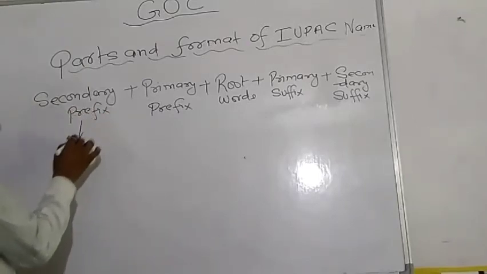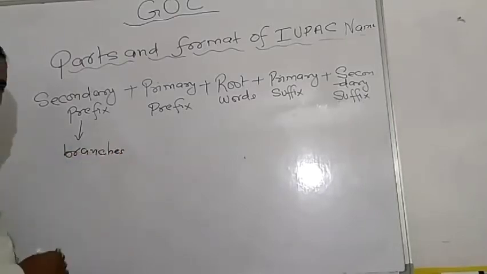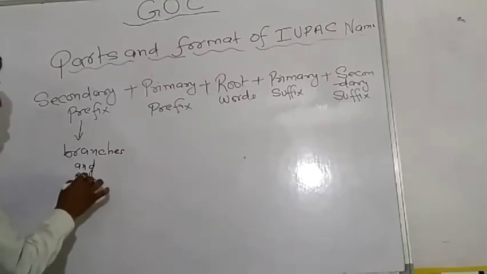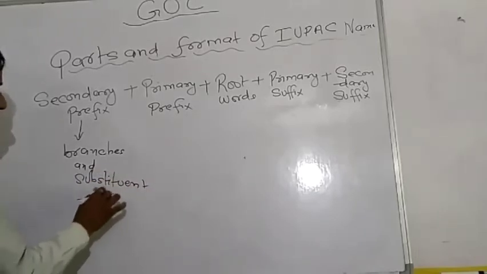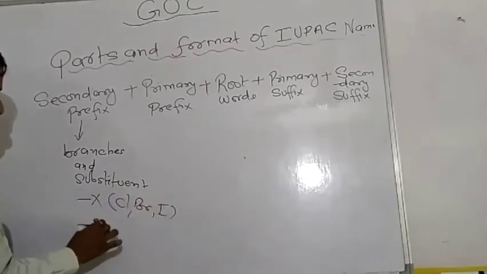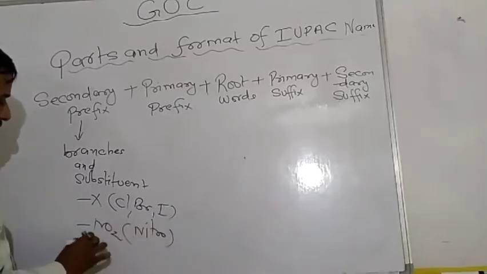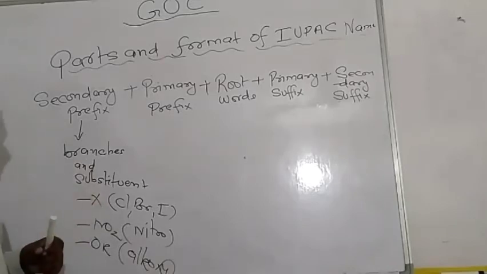This basically represents the branches that may be methyl, ethyl, propyl, and substituents. This substituent may be X, that is Cl, Br, I, NO2, that is known as nitro, or OR, that is known as alkoxy. So these are basically the common substituents which are used in the nomenclature of organic compounds.